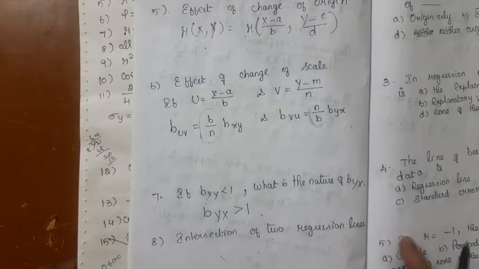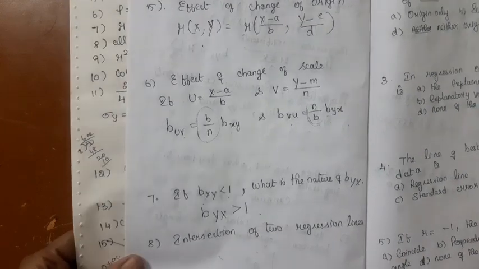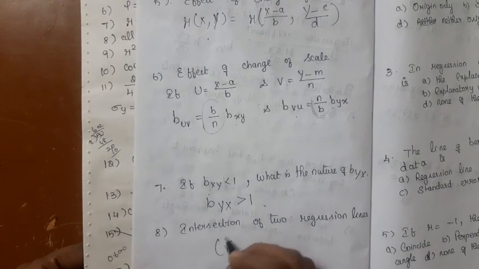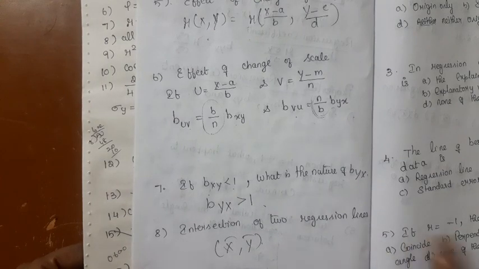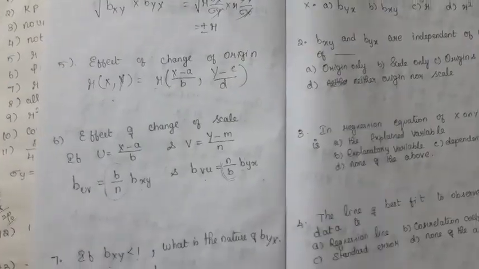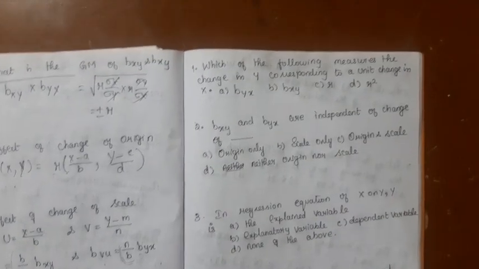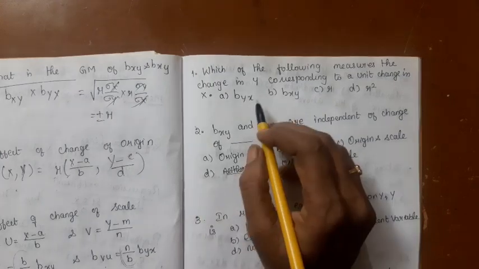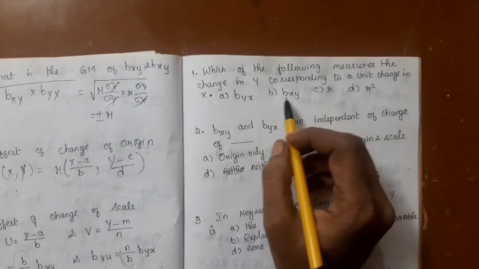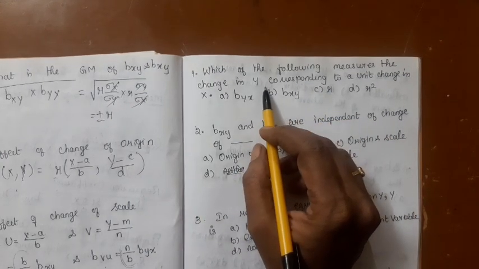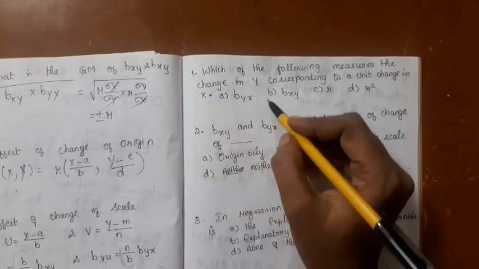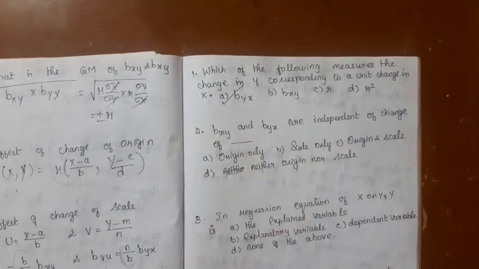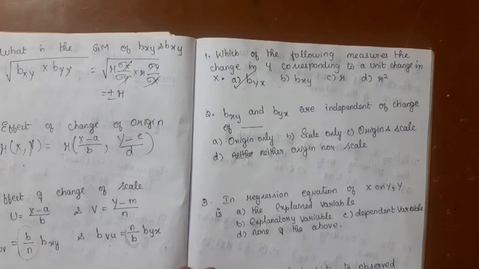And the intersection we have discussed: the regression lines get intersected at the point x bar comma y bar. Okay, fine. With this idea, let us go to the problems. Which of the following measures the change in y corresponding to a unit change in x? Change in y corresponding to a unit change in x is given by the regression coefficient of y on x.